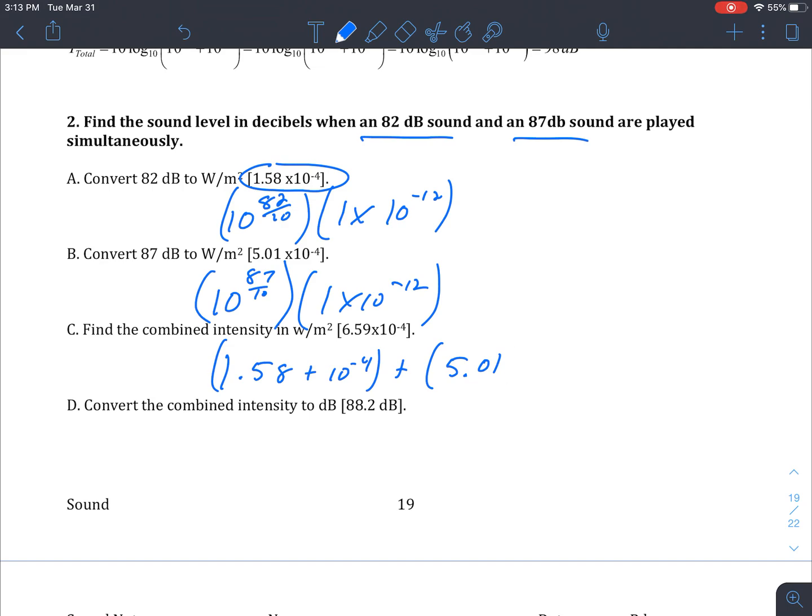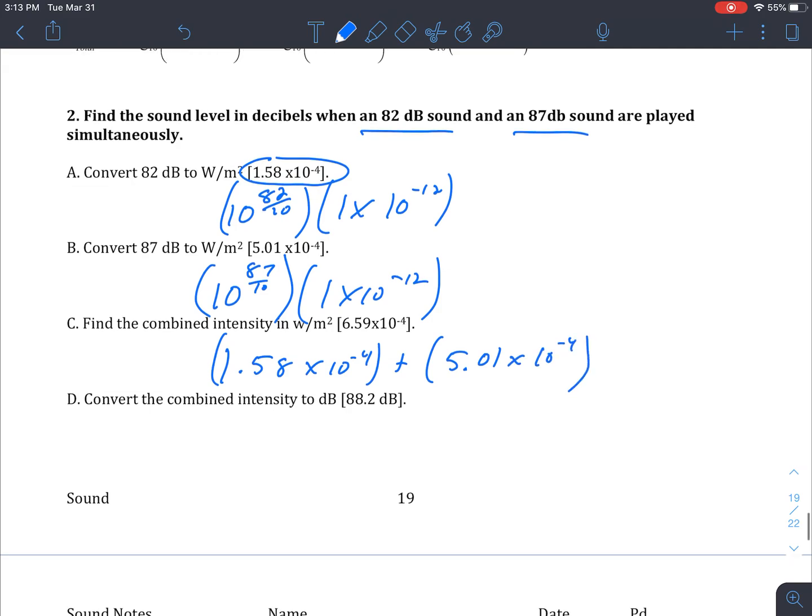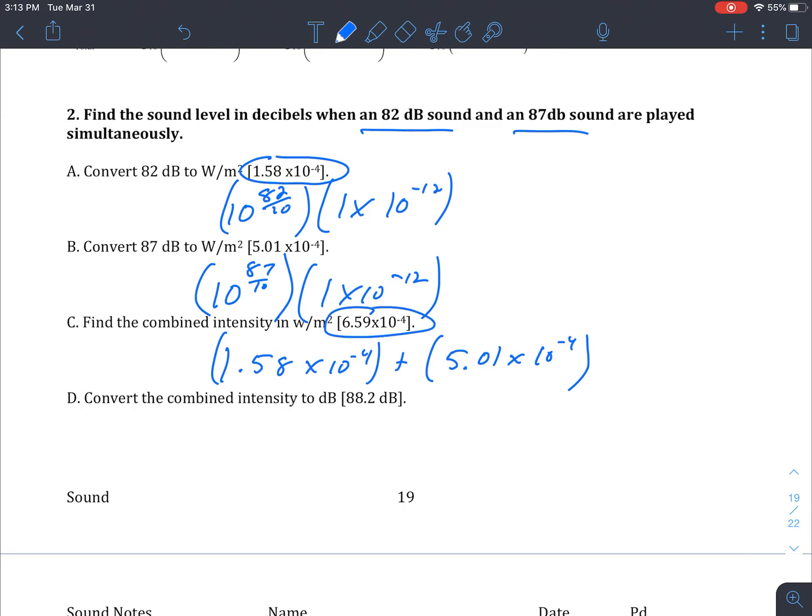Oops, I'm messing up here. There we go. And hopefully we can get that 6.59 times 10 to the negative fourth as our answer.